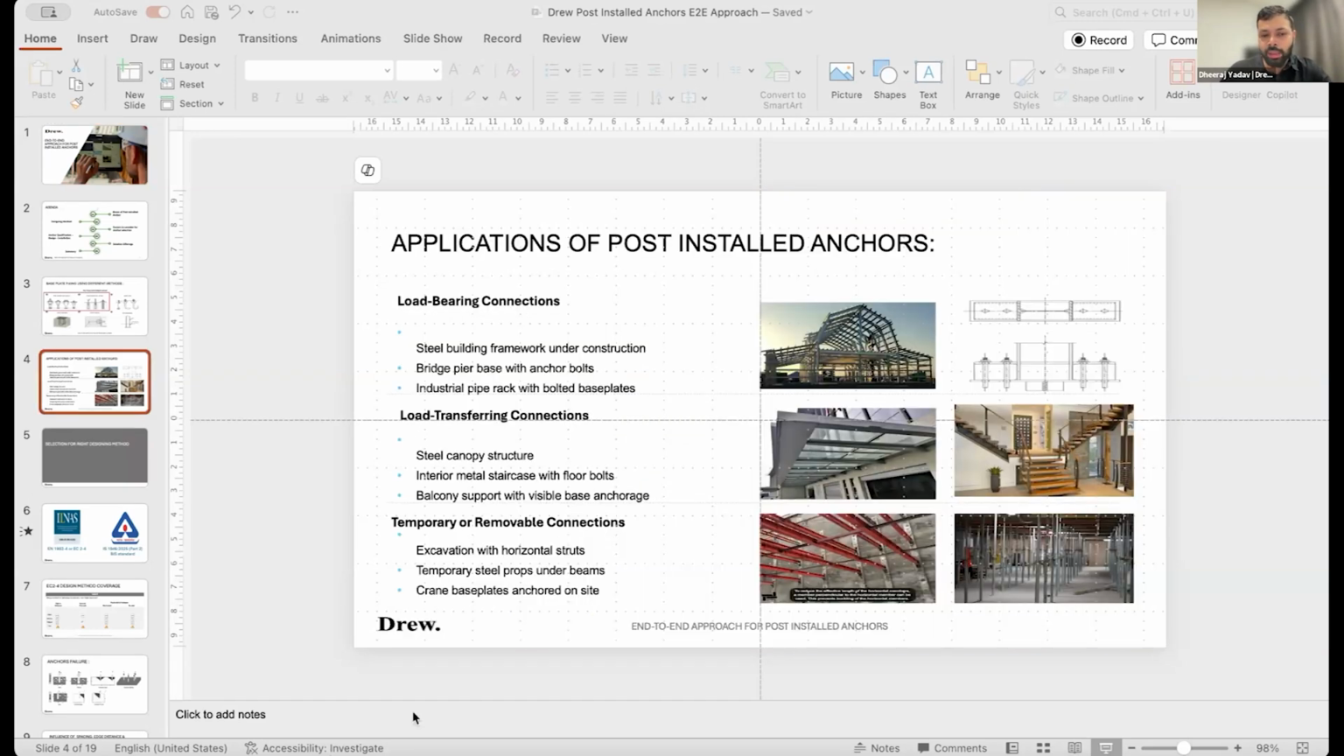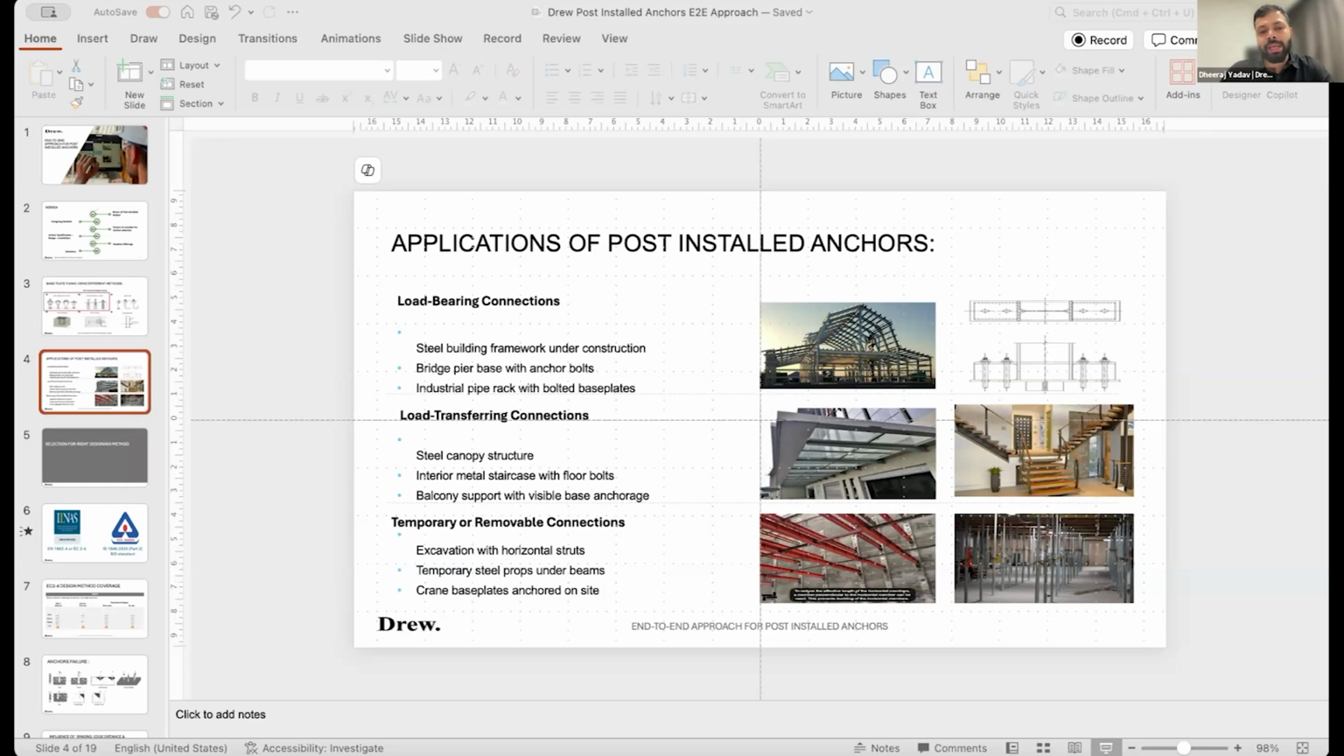A few applications that you can see on the screen are excavations with horizontal struts. You can see temporary steel props under beams, which are utilized to provide support to the beam structures. Then you can see crane base plates anchored on these job sites for transferring the material from the ground level to the higher floors of the building.